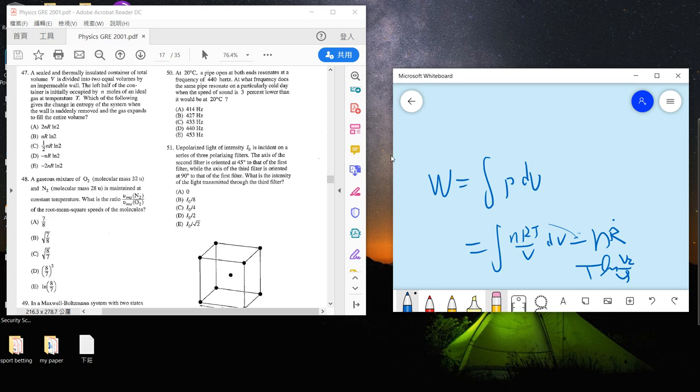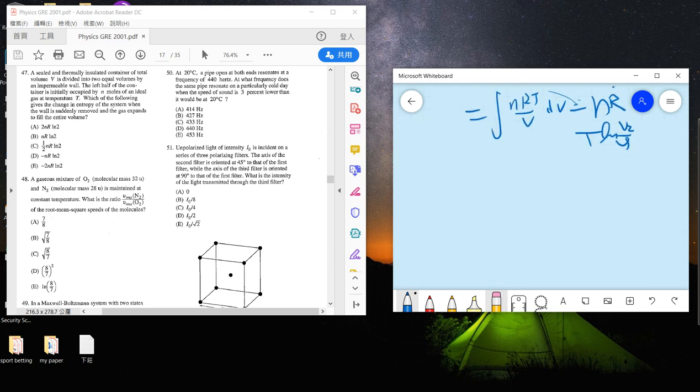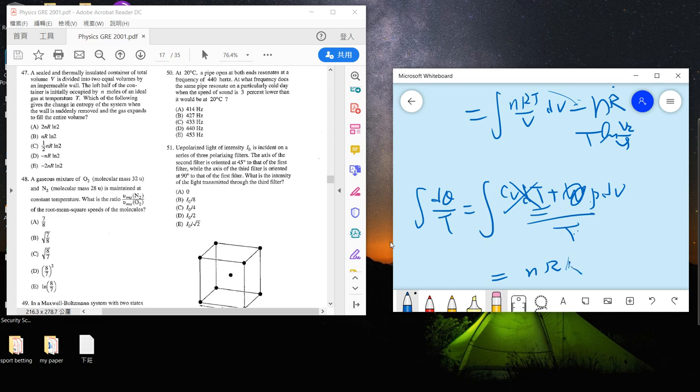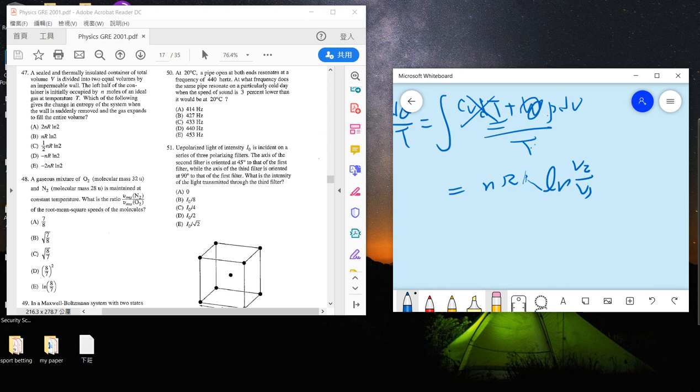But what they ask you about is the change in entropy, right? So entropy is not much more difficult. This is what you want. So what we need is the CV delta T, the internal energy, plus the work, plus the PDV. Okay, so this is 0 because there's no temperature difference, so it's P over T. So basically just divide by T and do the integration. So it's nR times log of V2 divided by V1.